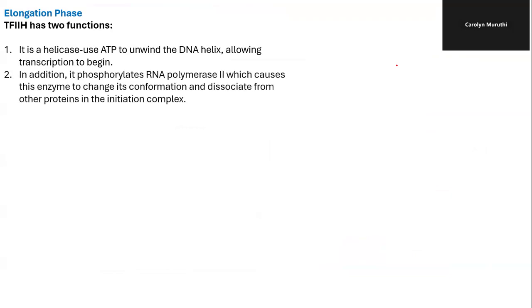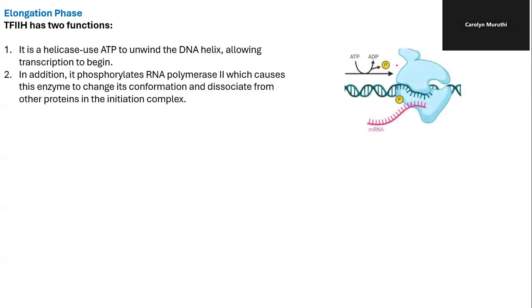When it comes to the elongation phase, we have TFIIH carrying out 2 functions. One, it is a helicase, and so it utilizes ATP to unwind the DNA helix, allowing transcription to begin. It also phosphorylates RNA polymerase, and this enzyme changes its conformation and is able to dissociate from other proteins in the initiation complex.